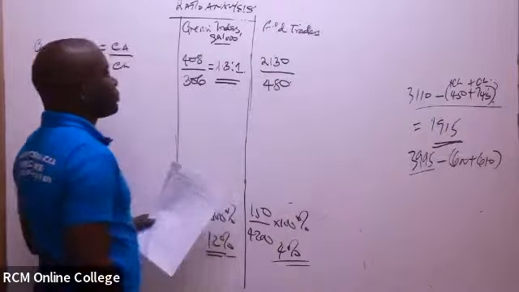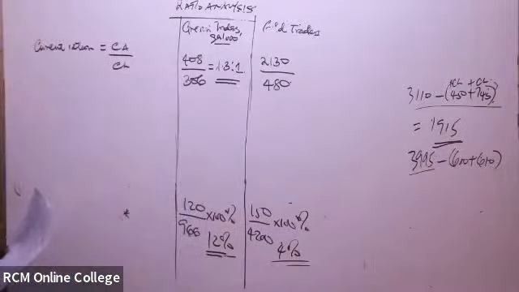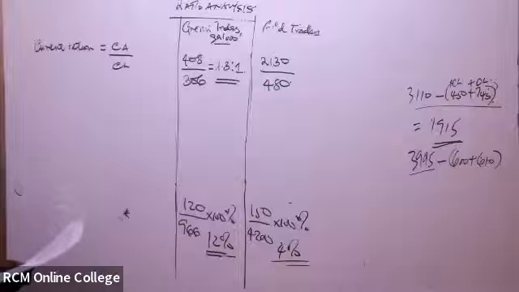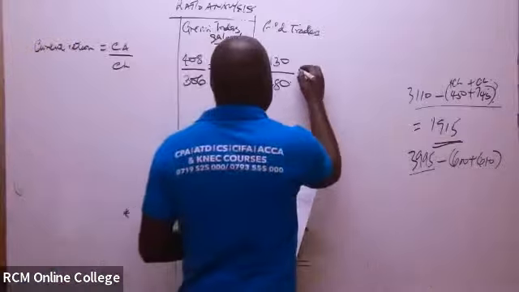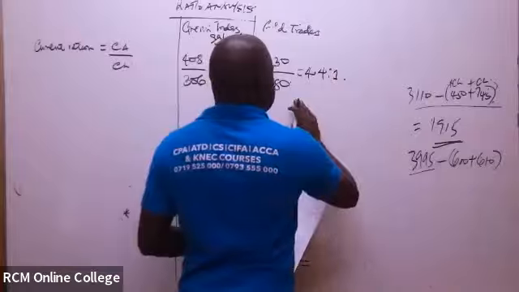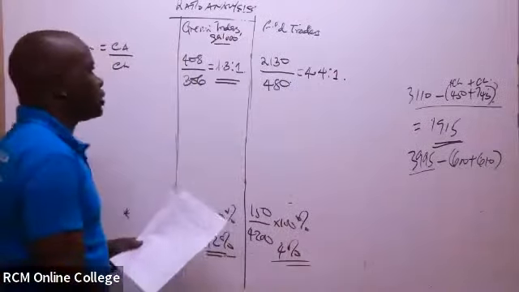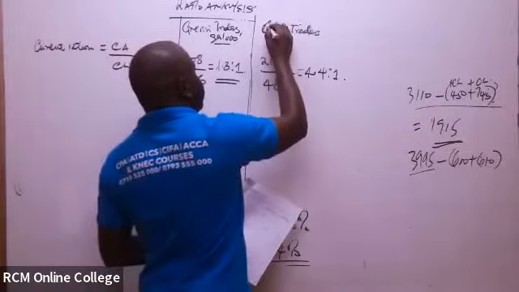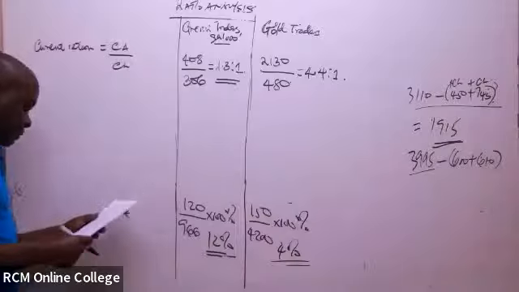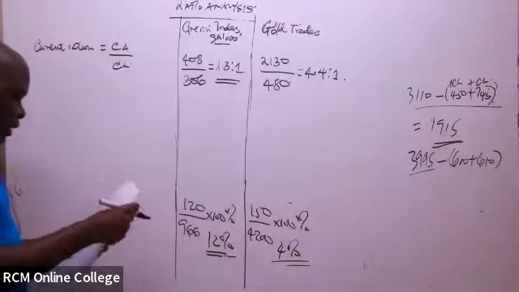Then this other one seems to be a bit higher. It is 4.4 to 1. So it means the current assets for gold traders can more times effectively cover the current liabilities.